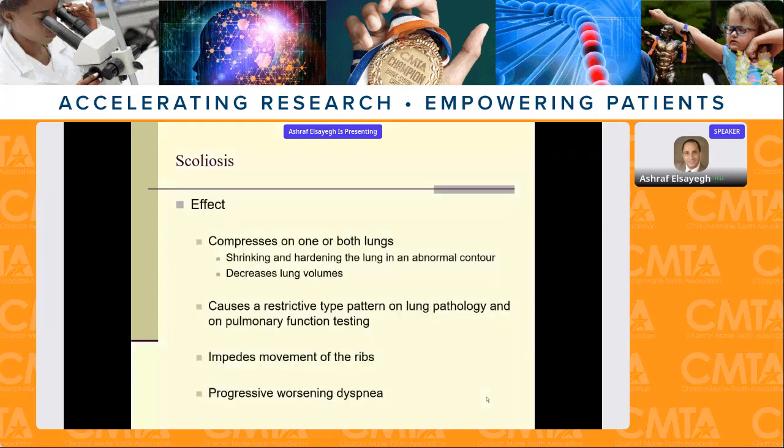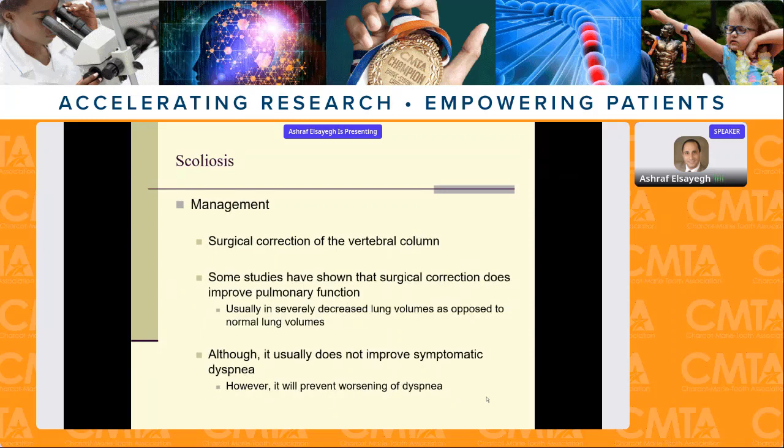So it compresses on one or both lungs. It can cause a restrictive type pattern on pulmonary function testing. And then it impedes the movement of the ribs. The patients cannot move their ribs as well as they should. And therefore, it's kind of like someone squeezing your chest and having you take a deep breath in. It becomes very, very difficult to do. Surgical correction of the vertebral column is the mainstay of therapy if it has affected your breathing.